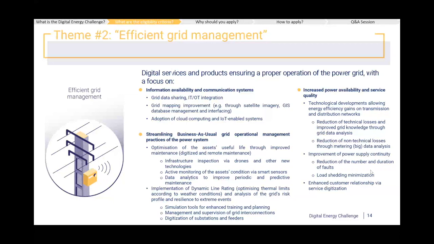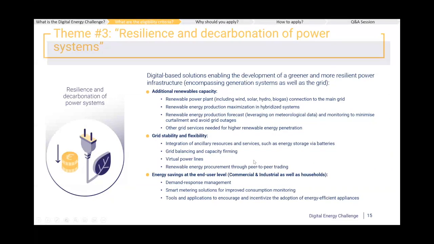And the third aspect of this theme is around the increase of power availability and service quality, typically better customer relationship thanks to service digitalization or just technological development that allow to reduce the losses, could be non-technical losses or technical losses. And also better digital tools that help to minimize some load shedding. So this was around, in general, what we call efficient grid management.